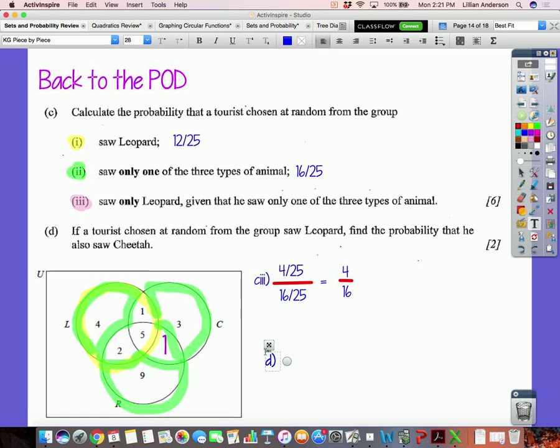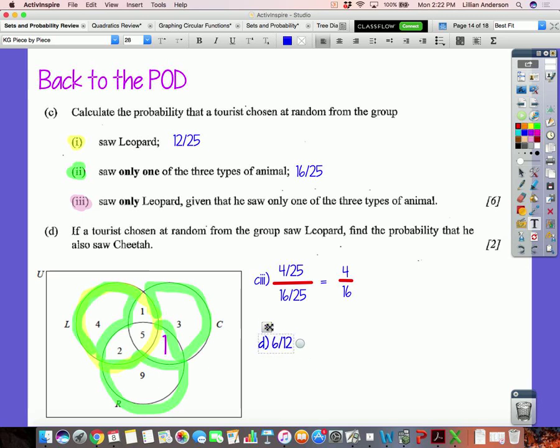And the last one, D. If a tourist chosen at random from the group saw leopards, find the probability that they also saw cheetahs. How would you do that? Yes. You would add 4, 1, 5, and 2 because that's all of leopard. So that would get you a denominator of 12, but they want to know who also saw cheetah, which would be 1 and 5, because that's all leopard and cheetah. So my answer would be what? 6 over 12. And that is correct.